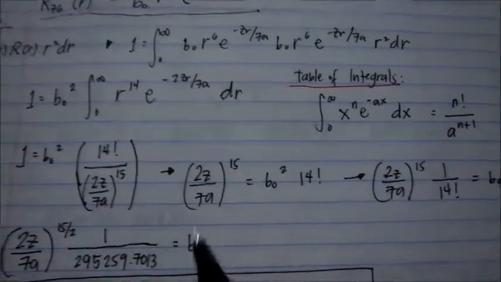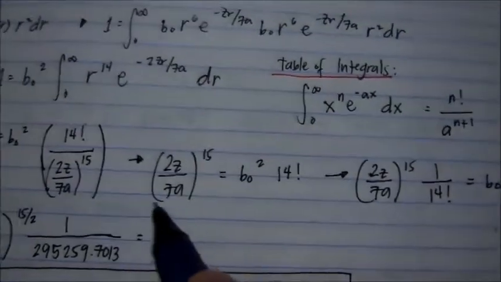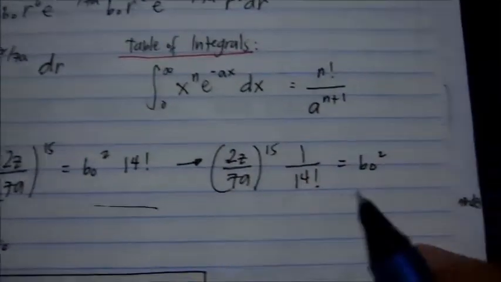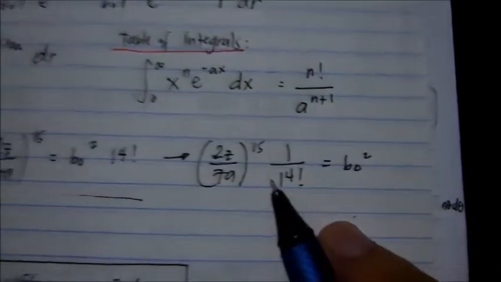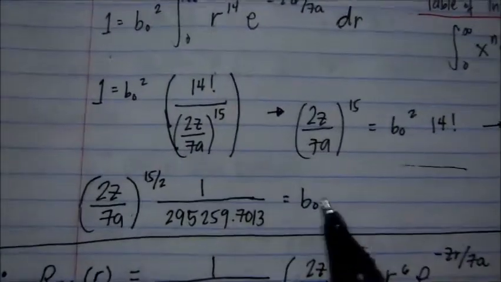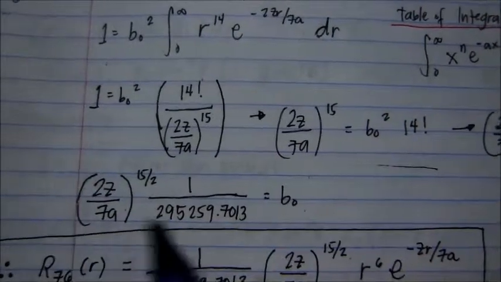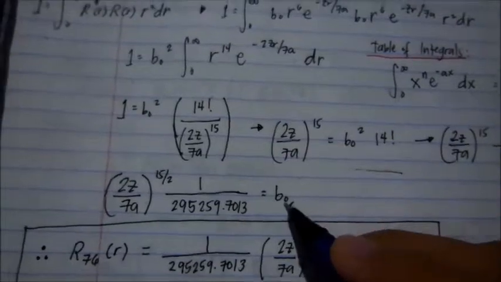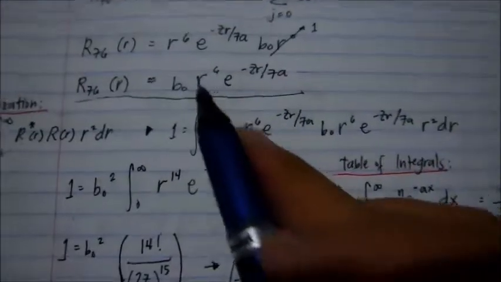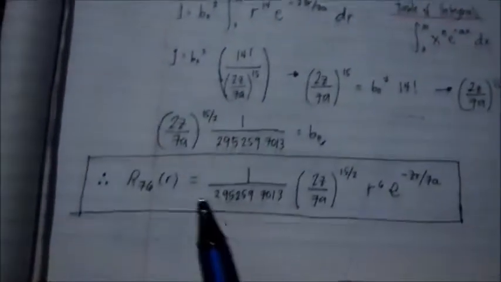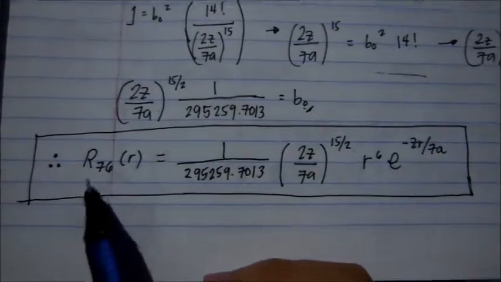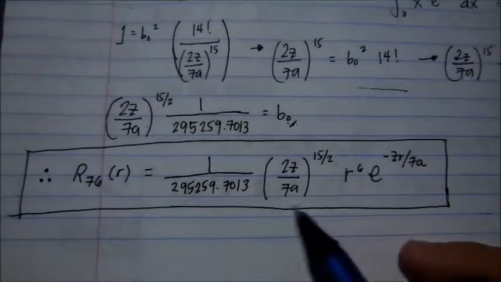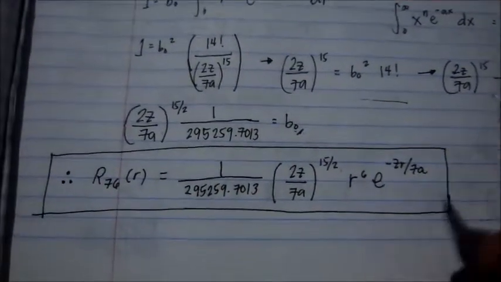Rearranging this equation like this, then isolating b sub 0 squared, and finally getting the value of b sub 0. So b sub 0 would be substituted here. So finally, this is our radial function. Alright, later we will use this.